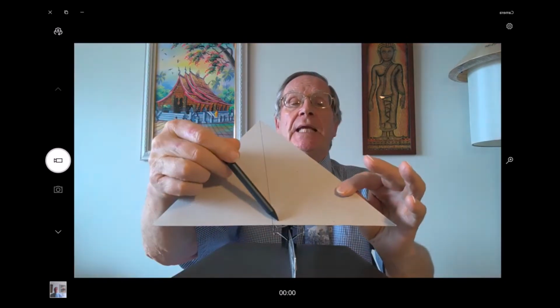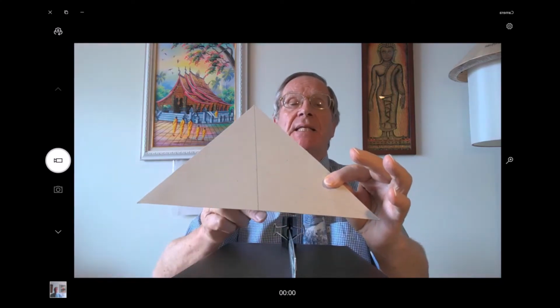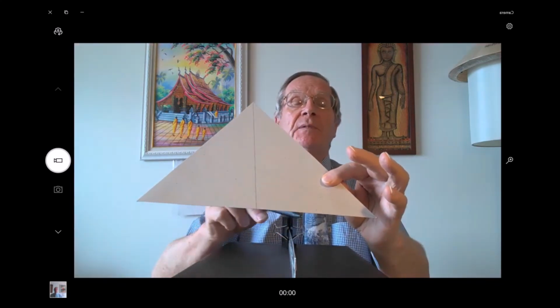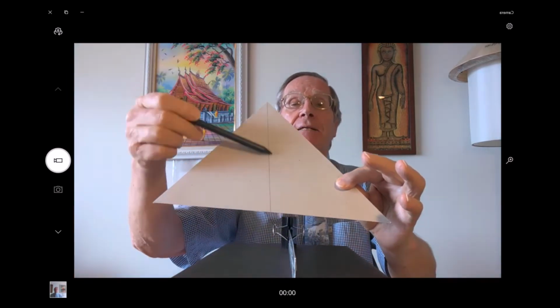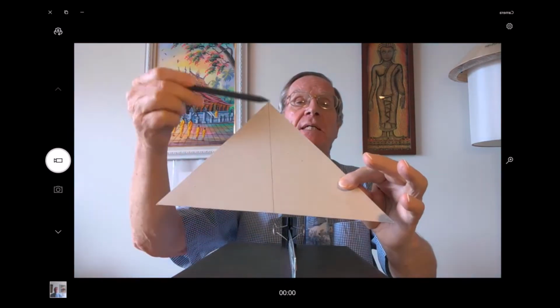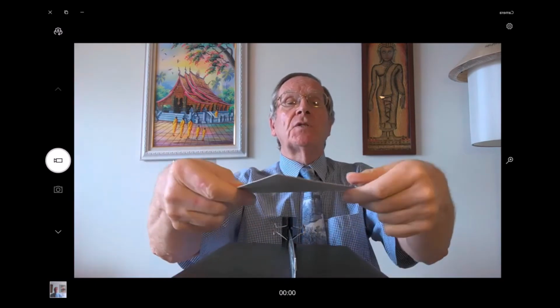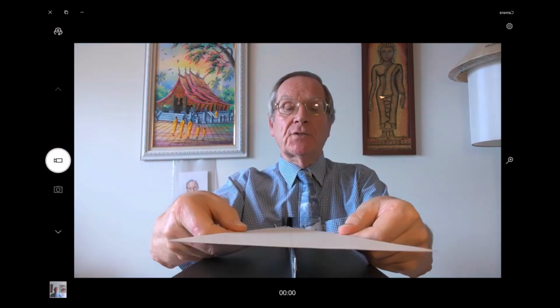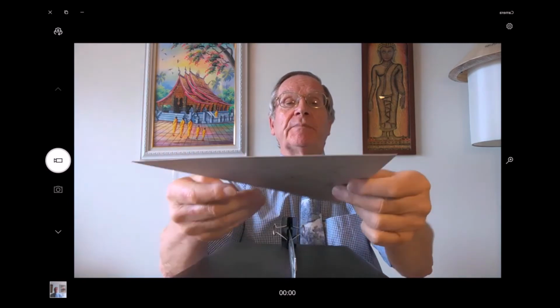Where do you think this point is? Well, it makes sense to think of it as the midpoint of the bottom line. That line then is called a median. From the vertex to the midpoint of the bottom side, or the opposite side, is a median. Well, if the triangle balances about one median, it really ought to balance about any median. So let's try this one. Perfect. And let's try this one.